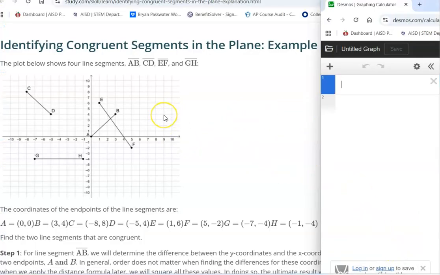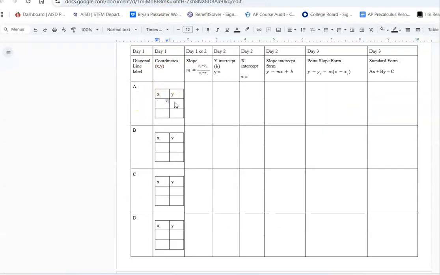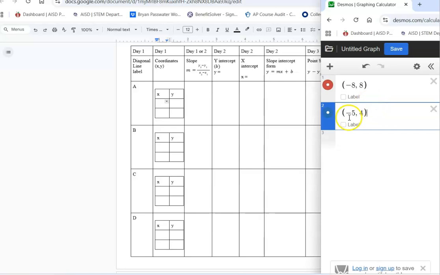First up, I need to identify the coordinates. It looks like my coordinates are -8, 8, and then -5, 4. These are the two coordinates where you see the C and the D. Those are the two coordinates that make up this diagonal line, and these are what you would write in this section, the X and Y. But these are mine; whatever you write depends on what you drew. So those are the coordinates.